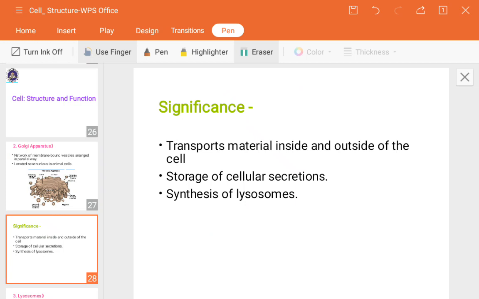Next, whatever is synthesized will get transferred. Who is going to synthesize? The endoplasmic reticulum is going to synthesize the protein molecules that are going to be transferred to the different cells through the Golgi apparatus.